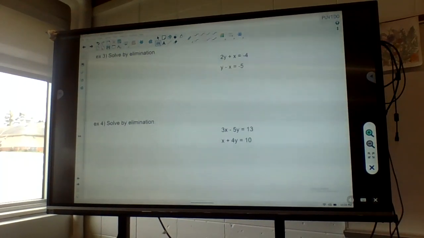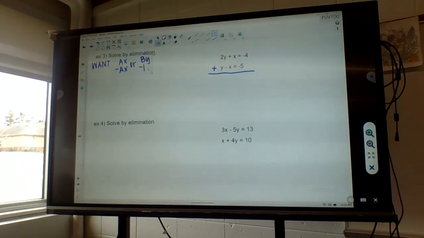So the first equation is set up really well for what we call elimination. Elimination is where we add two equations together, exactly how they are, and we make something cancel. So what I want for the equations to look like is I want the same number in front of the x or the same number in front of the y, but the opposite sign, because I want them to cancel.